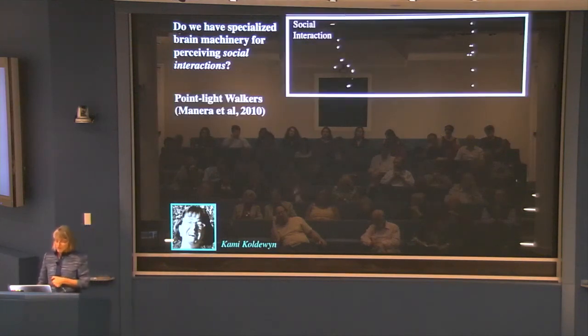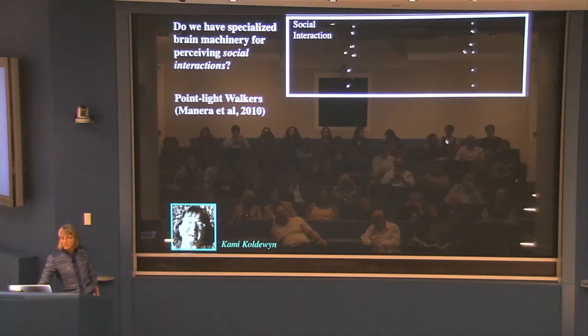So she started by using, okay, so here are the point light walkers. This is from another study by Manara. So if you just look at this, you'll see a very rudimentary social interaction. This person says stand, the other person stands. Okay, it's not deep, it's not amazing, but you can see that they're communicating with each other.